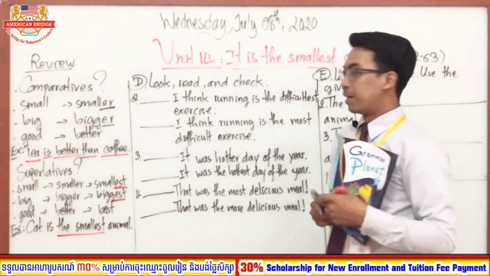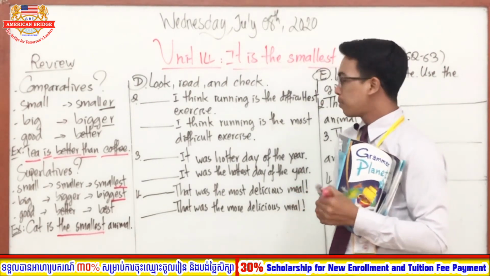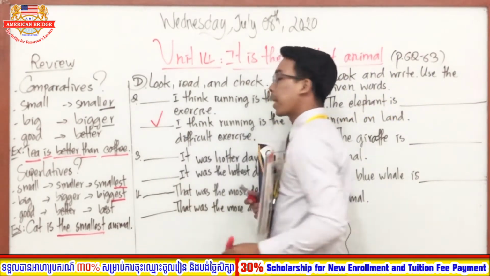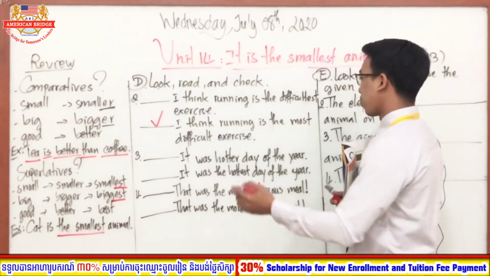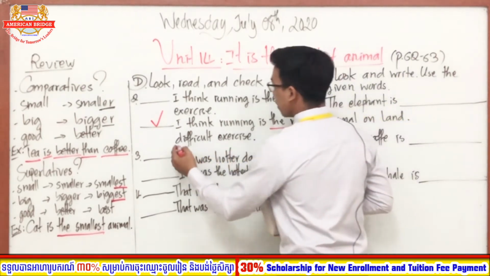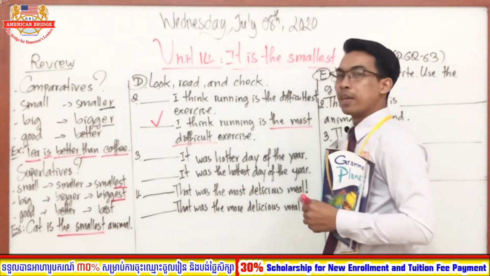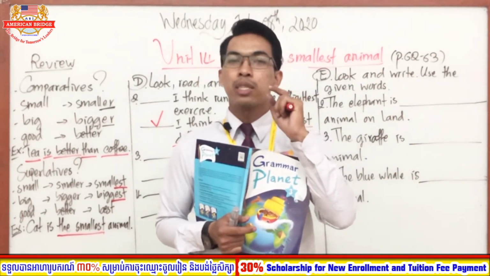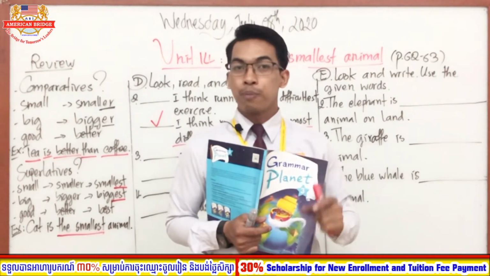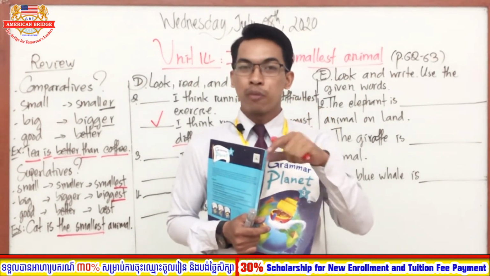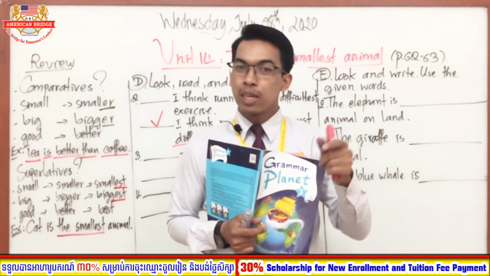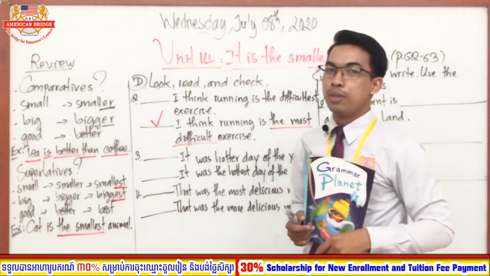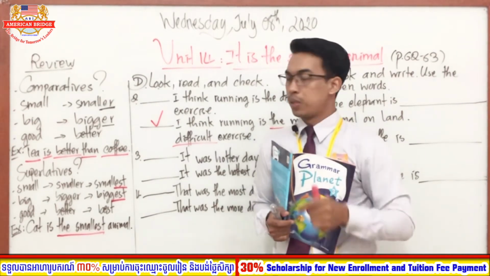Okay, very good. So the correct answer is the second one. Very good. Why? Where is the correct answer, everyone? Yes, very good. The most difficult. Why? Because the word difficult is an adjective that has 3 syllables, so we add most before the adjective. You see? Good. We do not add est to the last adjective because it has 3 syllables.